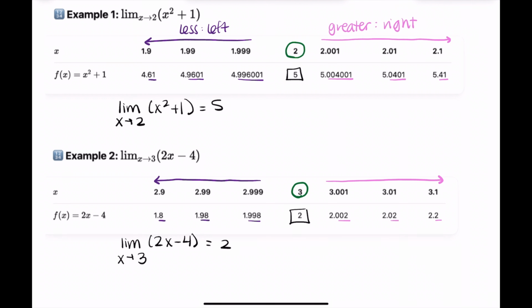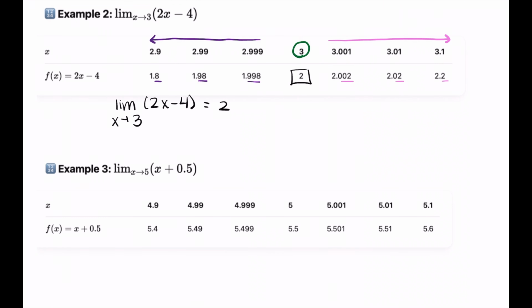Now we will move on to our third and final example for today. Looking at example 3, it says the limit as x approaches 5 of x plus 0.5. So we're looking at our 5 here. We're going to be plugging into our table of values, values that are less than 5, and we're also going to be plugging in values that are greater than 5.